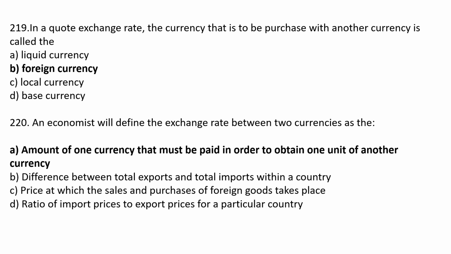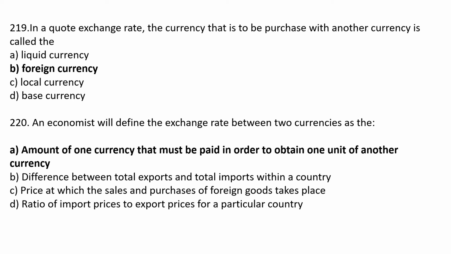In a quote exchange rate, the currency that is to be purchased with other currency is called: option A, liquid currency; option D, foreign currency; option C, local currency; option B, base currency. The correct answer is option B, base currency.